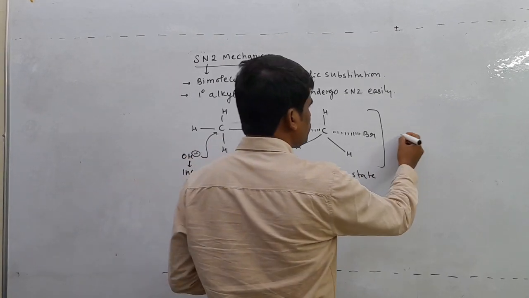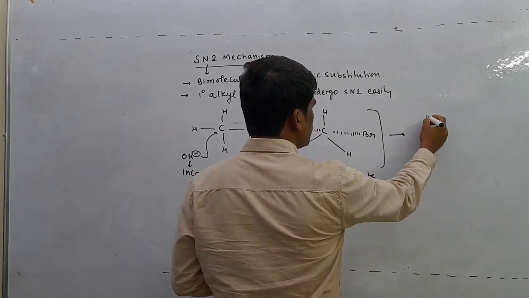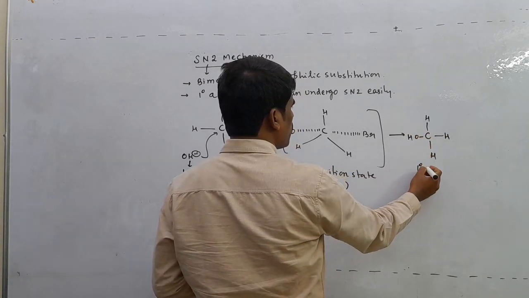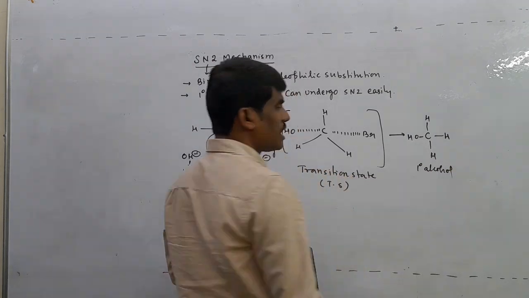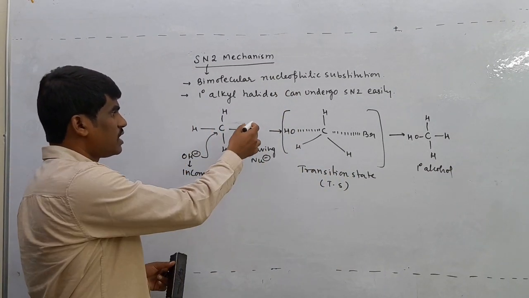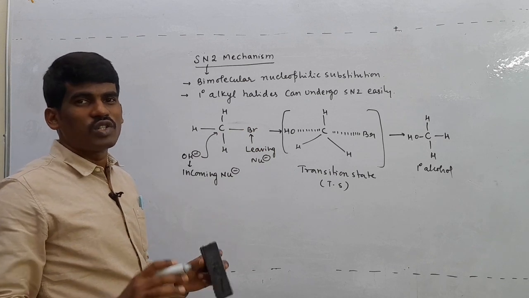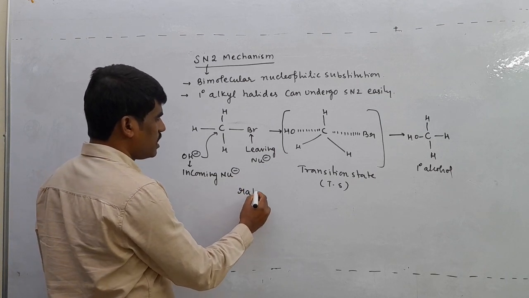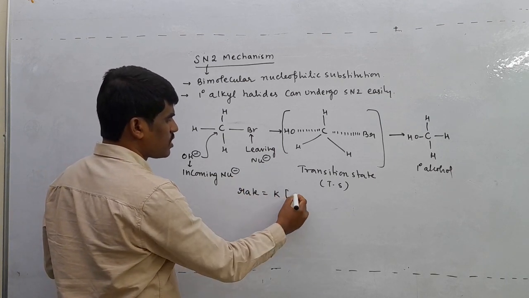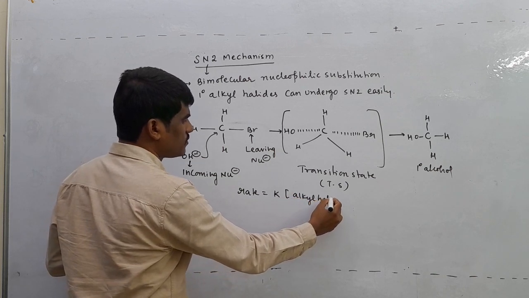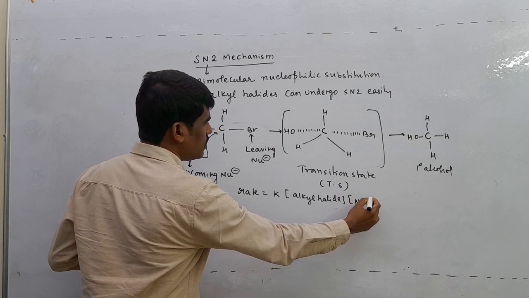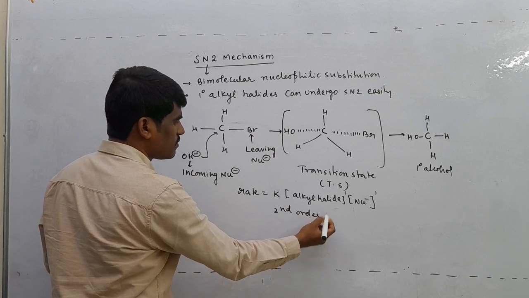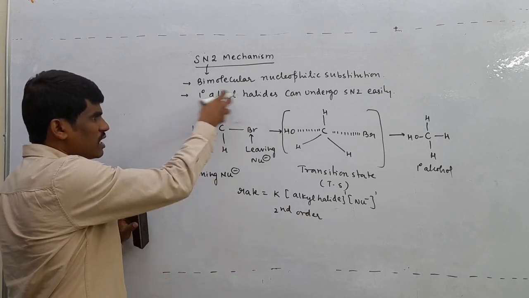And then what will happen? It will give you CH3OH, which is called a primary alcohol, because we have taken a primary alkyl halide and the nucleophile replaced Br with an OH group. In this case, the rate depends on k into the concentration of alkyl halide as well as the concentration of nucleophile. It's 1 and 1, so which order kinetics is it? Second order kinetics.